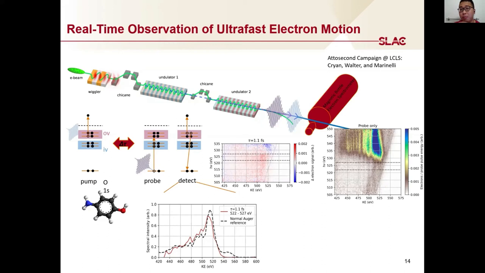When there is a pump pulse, the pump pulse at around 260 eV can ionize an electron from the valence orbit and produce a valence hole there. So in this case, the probe pulse at around 522 to 527 eV no longer needs that high energy to directly excite oxygen 1s to the originally unoccupied high energy valence orbit or even continuum. Now, we can make the oxygen 1s go from the core orbit to the hole produced by the pump pulse.